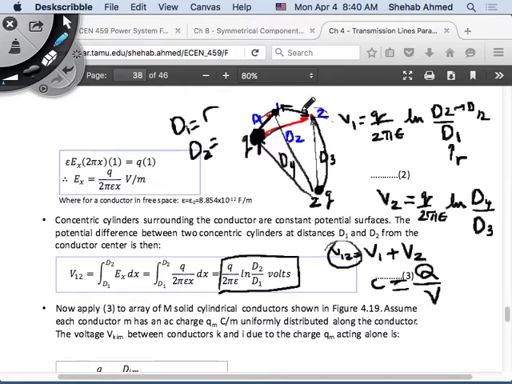So for me to find the capacitance between these 2 conductors, I would need to find the voltage difference between these 2 conductors. So take this point 1, bring it on the surface of this conductor. Take this point 2 and bring it on the surface of this conductor. So D1 will be equal to R, and D2 will be the distance between the 2 conductors. How about here? D3 will be what? Remember, I brought point 2 to the surface of this conductor. So D3 is the radius of this conductor as well, and D4 is the distance between the 2 conductors.